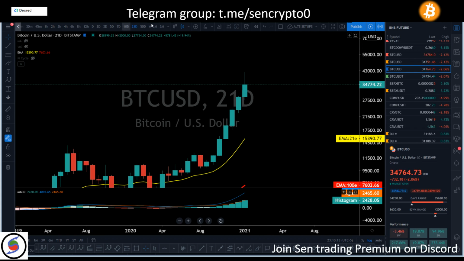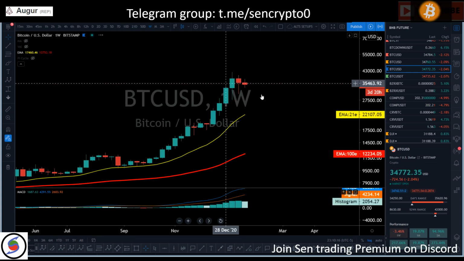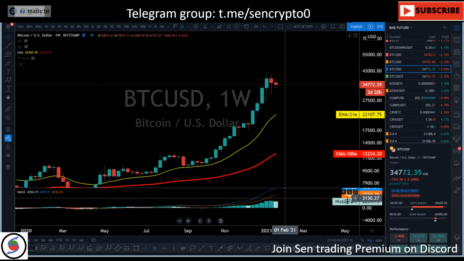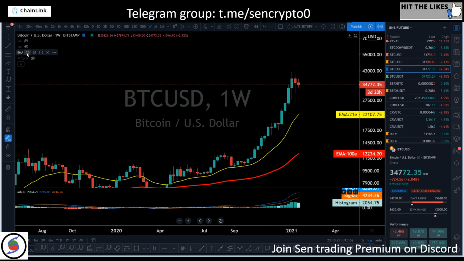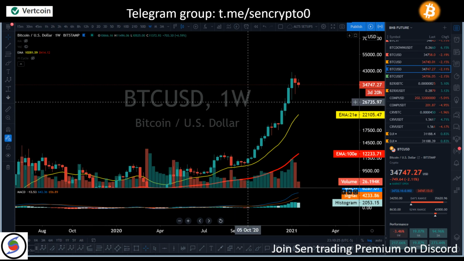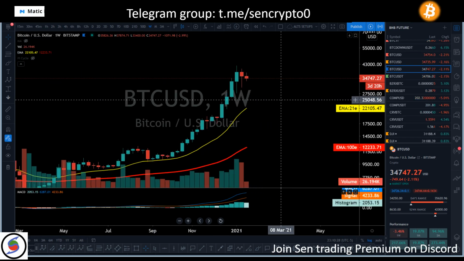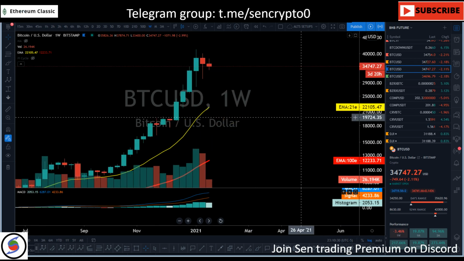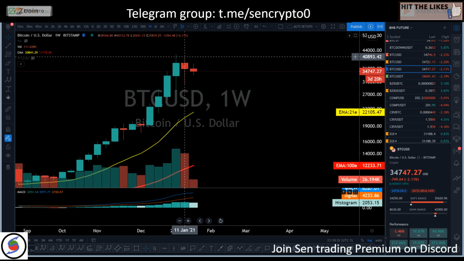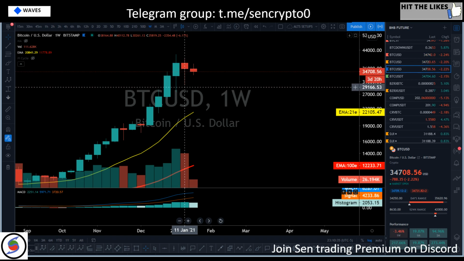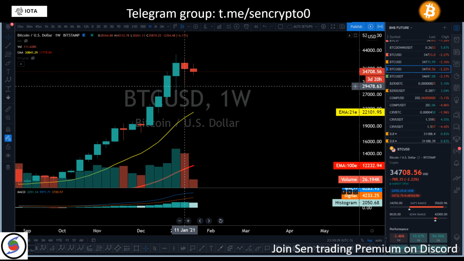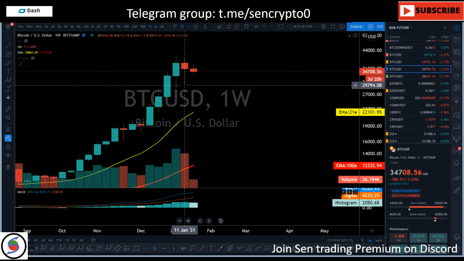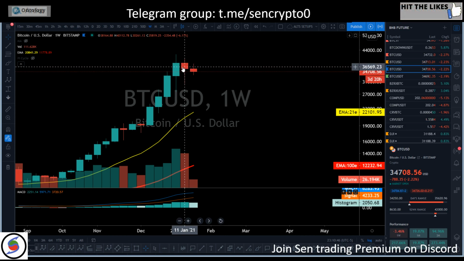All right, so now let's take a look at the weekly time frame. The weekly time frame right here is not that bearish. If you take a look at the volume, it is not that bad. As we said last week, Bitcoin's early weekly engulfing candle is not that bad. Remember, we got a bearish candle last week, and Bitcoin dropped all the way down to 29k.